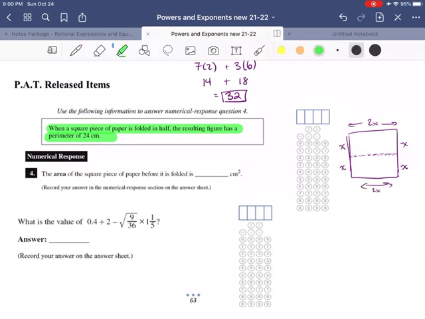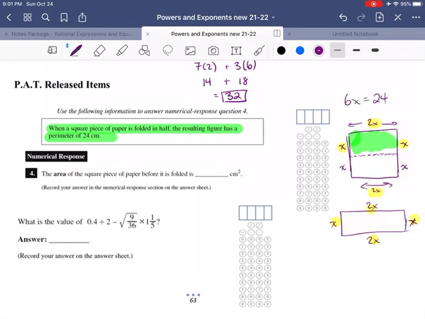So we're dealing with half the paper. Our perimeter is going to be 2x and 2x and x and x. If that piece of paper is actually folded, the diagram would look more like this. This side would be twice as big as that side. So that's where the 2x comes from, because it's twice as big. So in total, we've got 2x, 4x, 5x, 6x. We've got 6x is equal to 24.